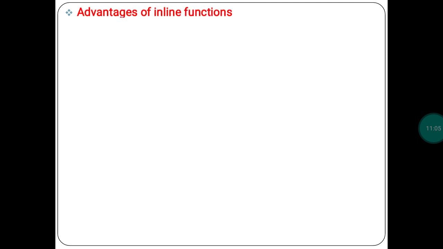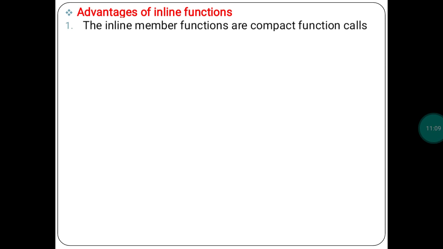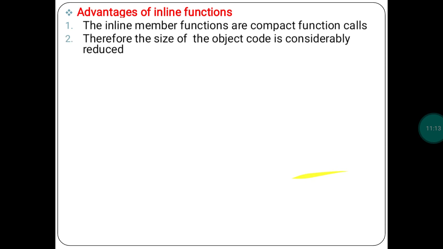Next, see what the advantages of inline function are. First, inline member functions are compact function calls. Therefore, the size of the object code is considerably reduced. Its code will be reduced because it is a small function. Within a line, you can write it, within 2 to 3 lines. Inline function code is always 2 to 3 lines. It does not have lengthy code. It is a small function. When it is a small function, then only you can use it. If your code is lengthier, you are not able to use the inline function.